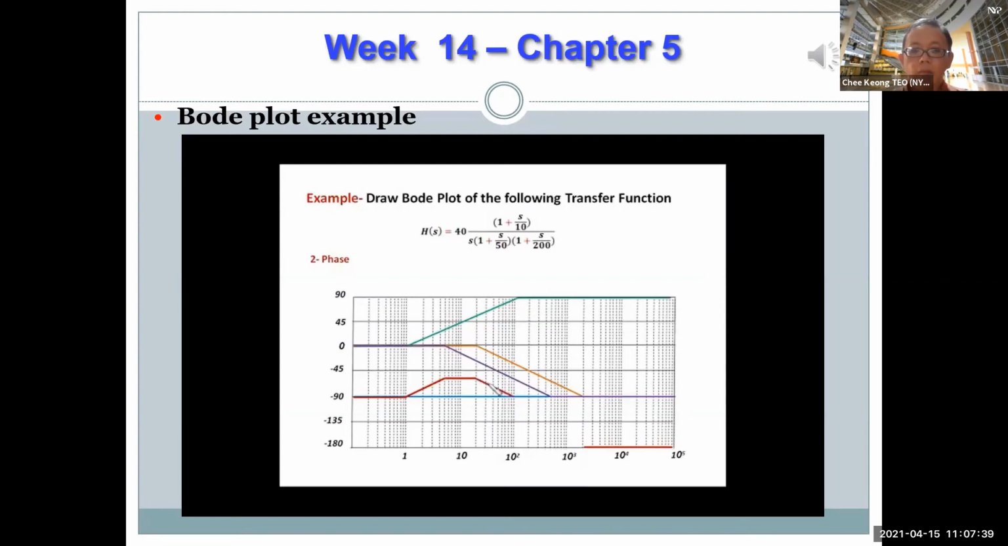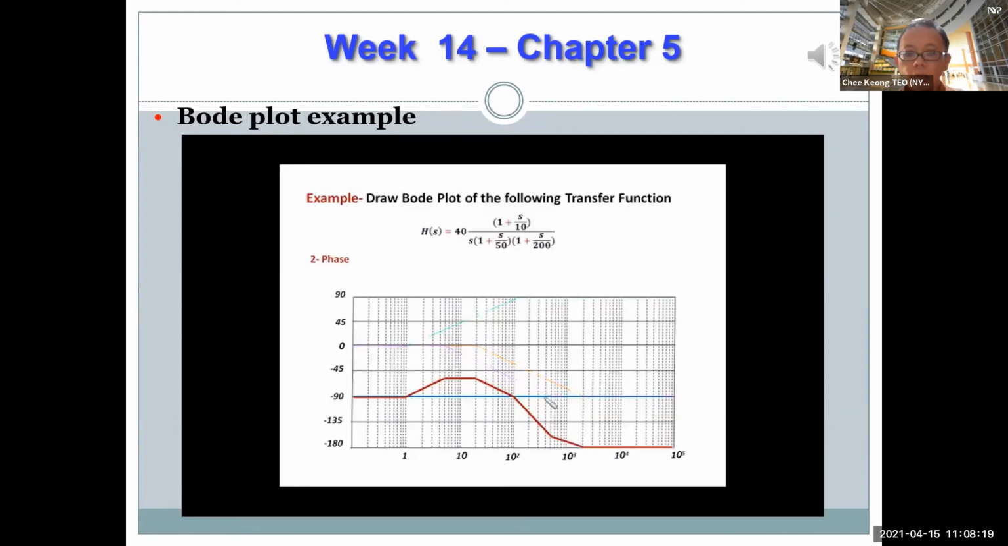And then after that, this line becomes 0 slope. And now I have 2 45 degrees per decade. So that will be minus 45 degrees per decade. When I add them up, I will have minus 90 degrees per decade. And that will continue until I hit the frequency 500. So I will have minus 90 degrees per decade until I hit 500. And then from 500 to 2000, I will have 45 degrees per decade. And that should go back to minus 180 degrees. So that's what I have for the last segment.